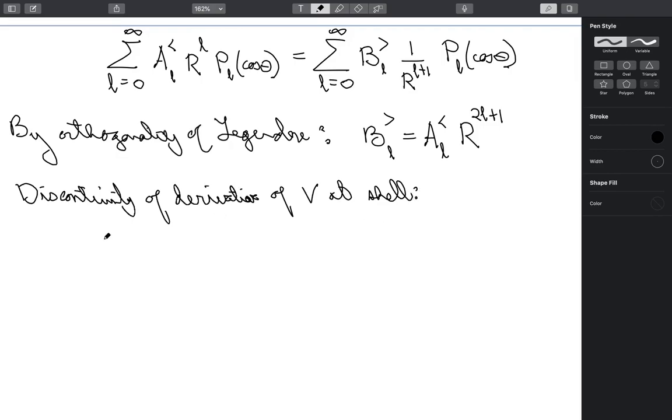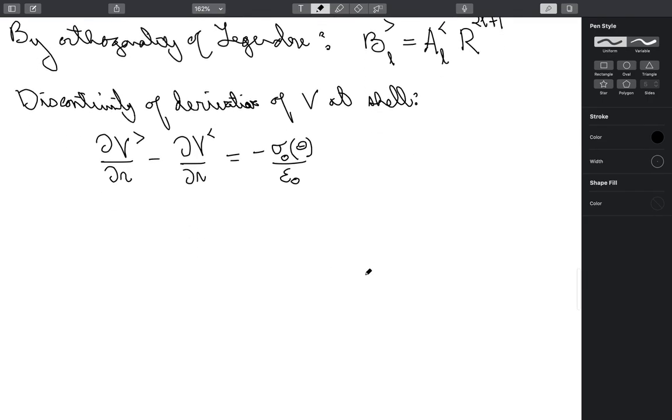What does that tell me? It tells me that if I take the derivative of the outer potential with respect to the radius, and I take the derivative of the inner potential with respect to the radial coordinate, that this thing has to be equal to the surface charge density that I have given you, divided by epsilon 0. Okay, so that's our condition. So again, just substituting.